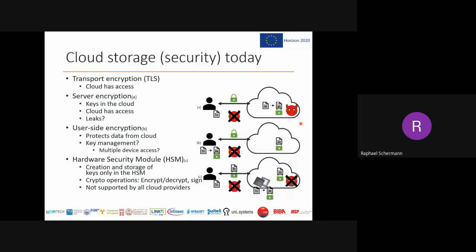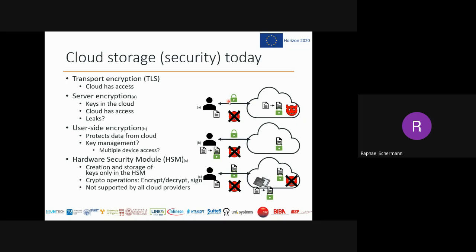As you can see here on the right side, I have tried to visualize the server encryption at the very top, then the user-side encryption, and the most expensive solution with the use of a hardware security module. So first, as is commonly known today, at least TLS should be used, so that means a transport encryption. But here we have the problem: the cloud has access to all the data, or in my example, I will use the term file. So the cloud can read the whole file that is sent to the cloud.